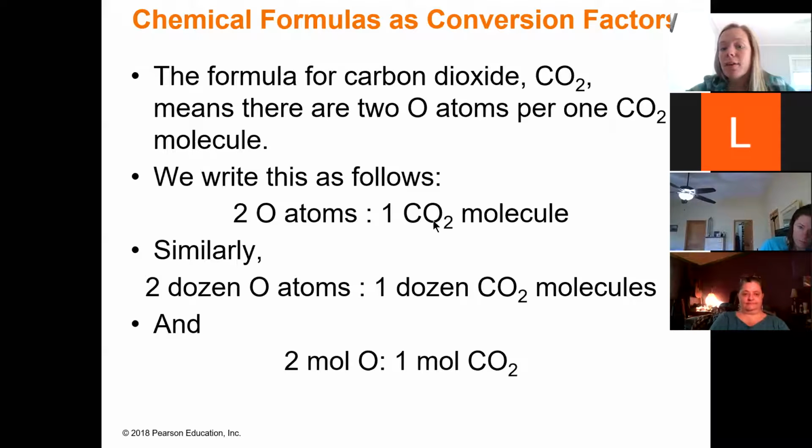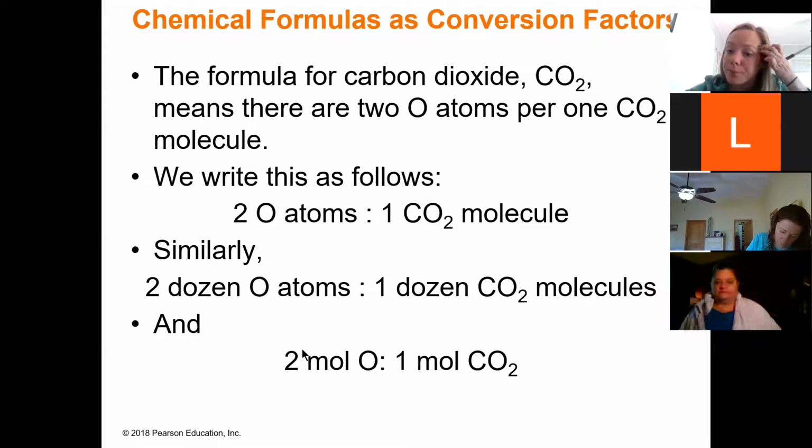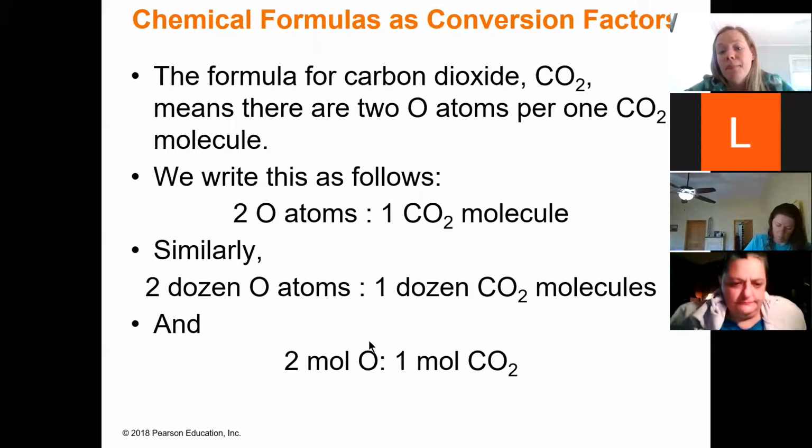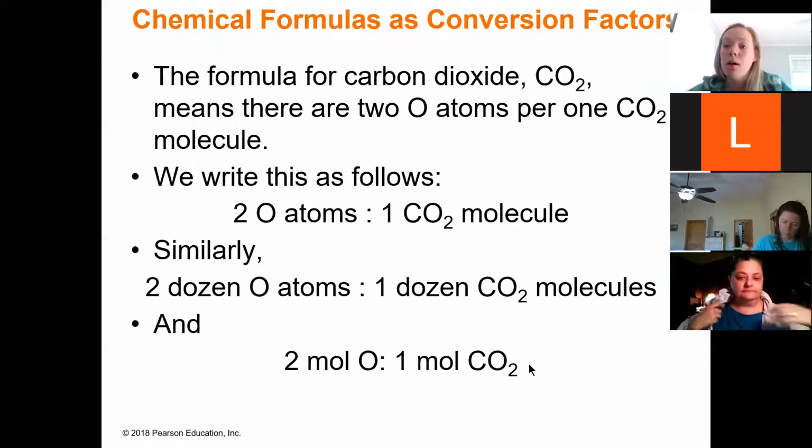Similarly, let's say instead of having 1 CO2 molecule, I had a dozen CO2 molecules. Well, if I had a dozen CO2 molecules, I should have 2 dozen oxygen atoms, right? Because there are 2 of these for every 1 of these. The same thing is true if we go to our chemist's dozen, or our dozen on steroids. If we have 1 mole of CO2, or 6.022 times 10 to the 23rd molecules of CO2, I should end up with 2 moles of oxygen. Similarly, if I have 1 mole of CO2, I should get just 1 mole of carbon.